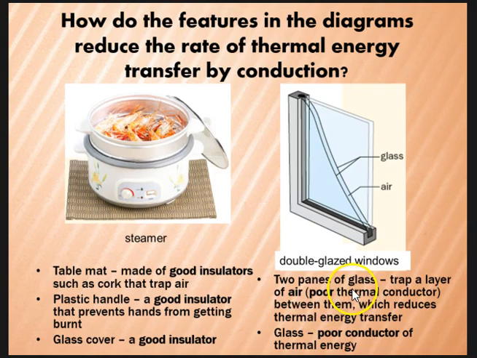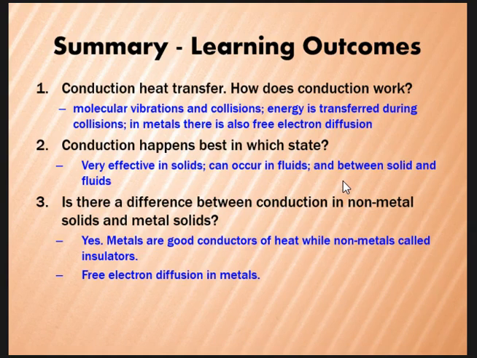Now for the double glazed window, what it simply means is that there is a layer of trapped air between these two sheets of glass. Air, as we have learned, is a poor thermal conductor, and as a result, this will reduce the rate at which heat is transferred across the two pieces of glass. So this will keep heat within the house during the winter, and at the same time, it will keep heat out of the house during summer.